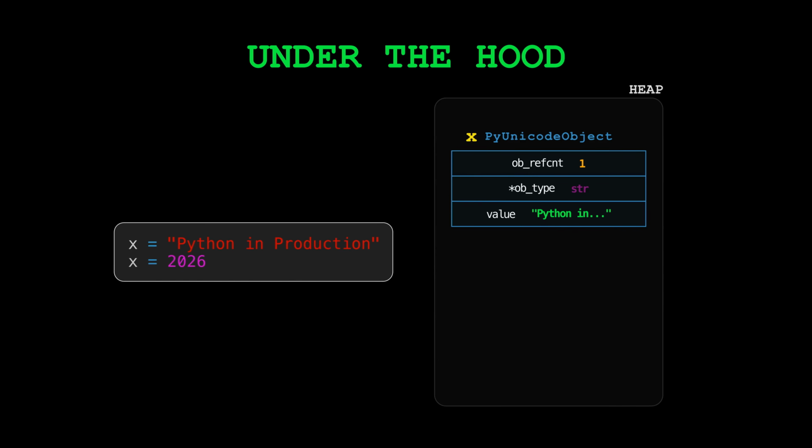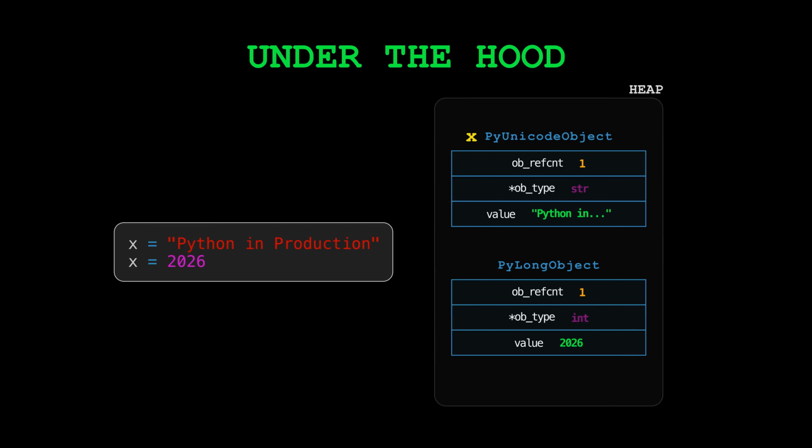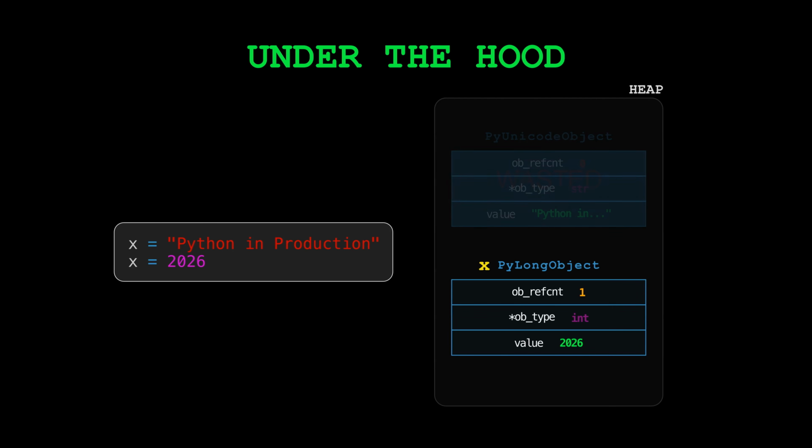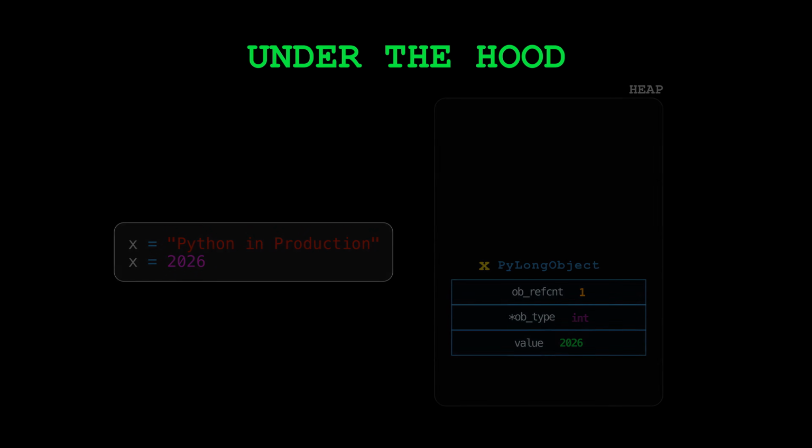When you reassign x equals 2026, Python allocates a new PyLongObject on the heap for the integer and updates the mapping, so x now maps to the new object. The name x doesn't care what type it refers to. The old PyUnicodeObject has its reference count decremented immediately, and if no other references remain, it is deallocated on that same bytecode instruction. This is CPython's primary memory management mechanism, reference counting.